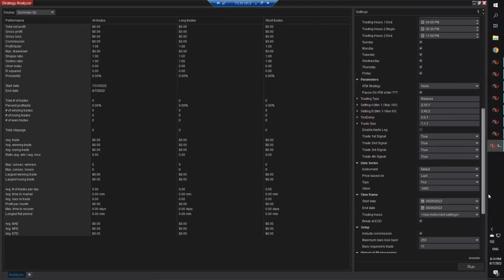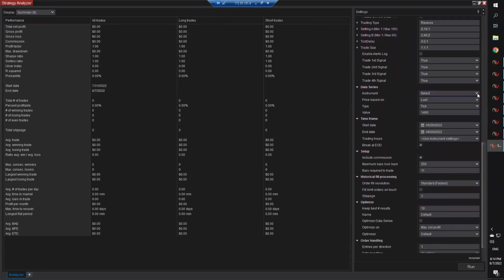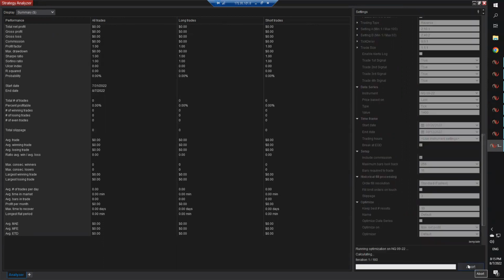Running this on reverse, I'll bring up the NQ again, and we'll go up until this week. I'm going to run this quickly in the background. Let this run, it shouldn't take long at all. Just give that a second.